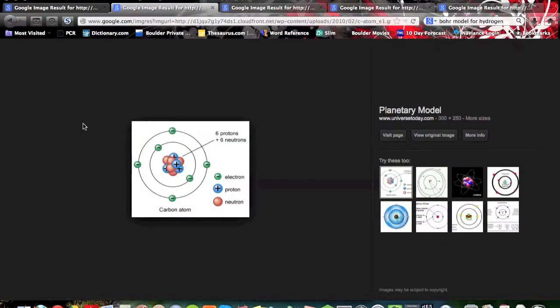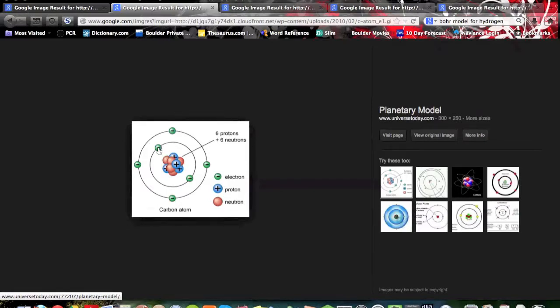Later on, the planetary model was made, and so this model is essentially a grouping of positively charged particles that are called protons and neutrally charged particles called neutrons within the nucleus. And there are what are called electrons, which are negatively charged particles, much, much smaller, much, much lighter, that are orbiting the nucleus due to the speed at which they are traveling, as well as the charge that they have.